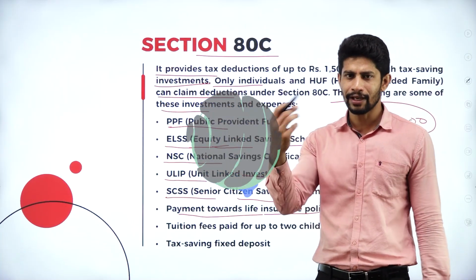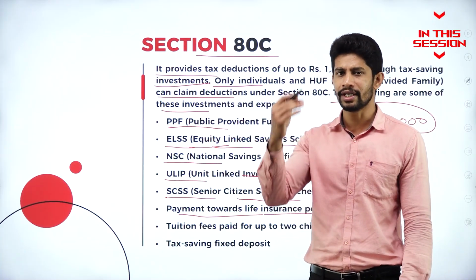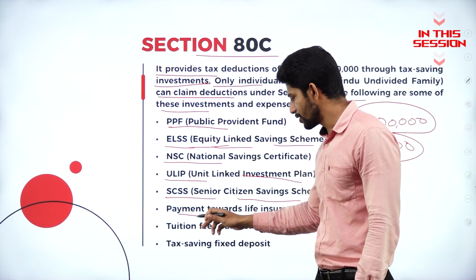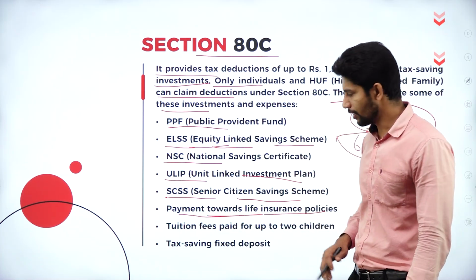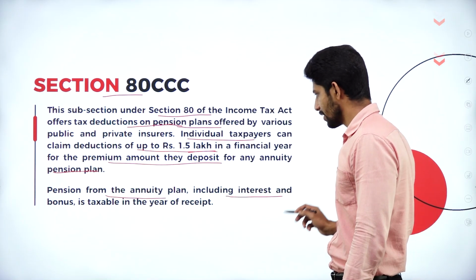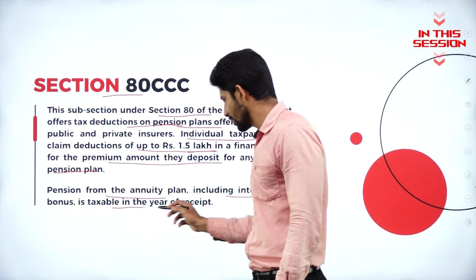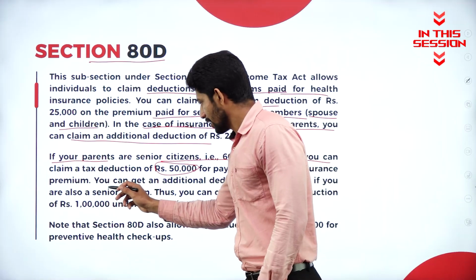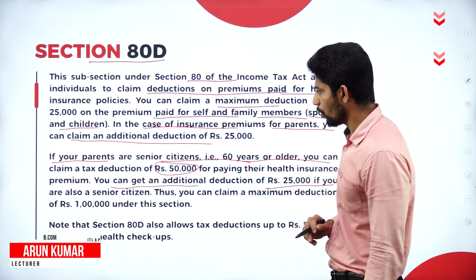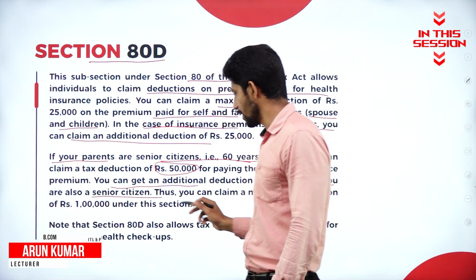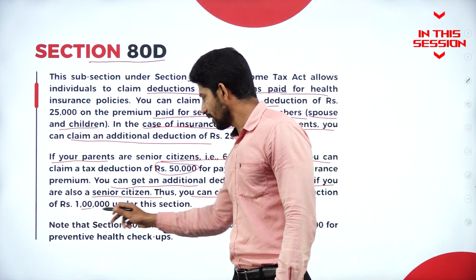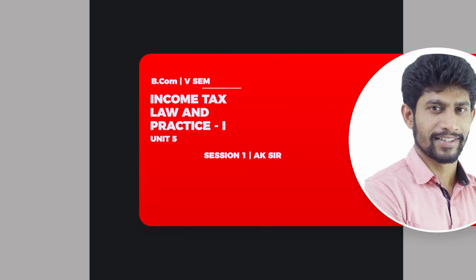If you are paying any life insurance policy, that also comes under deduction 80C. So from your total income, you can deduct your life insurance policy, what you are paying every year. So pension from the annuity plan, including interest and bonus, is taxable in the year of receipt. You can get an additional deduction of rupees 25,000 if you are also a senior citizen. Thus, you can claim the maximum deduction of rupees 1 lakh under this section.